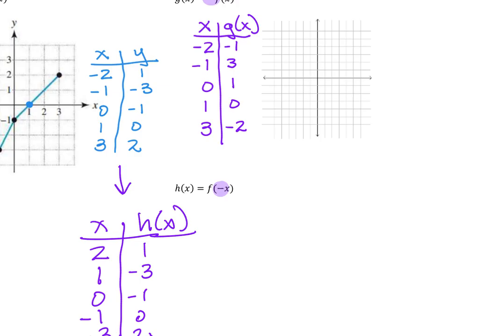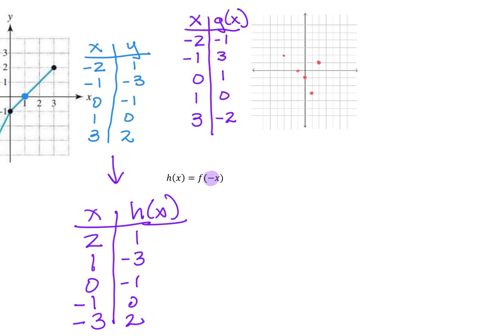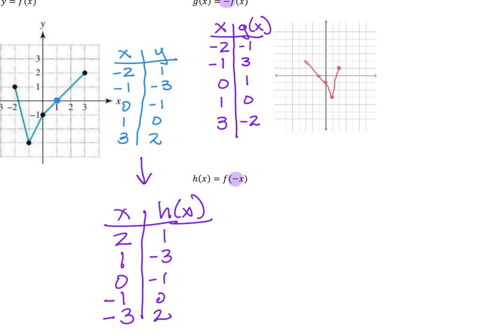we get 2, 1, 1, negative 3, 0, negative 1, negative 1, 0, and we have negative 3, 2. And so when we connect the dots, we get something that looks like this.